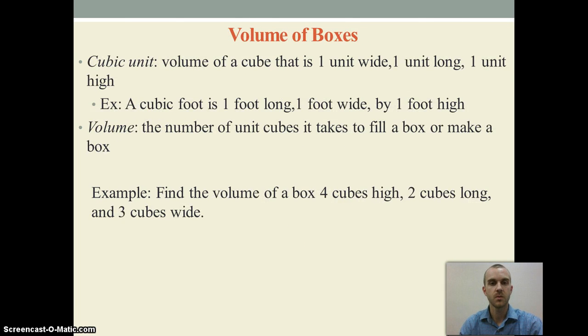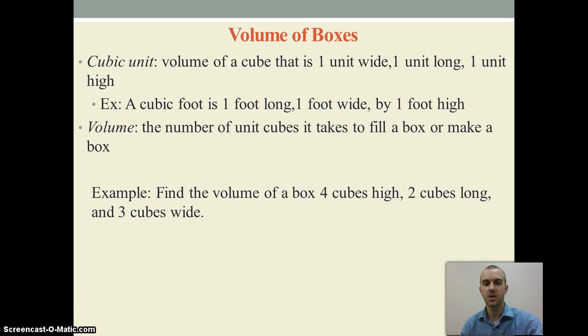Now volume, instead of using square units, uses cubic units because it's 1 foot wide, or 1 unit wide, 1 unit long, and 1 unit high. That's why when you hear a cubic foot, it's 1 foot long, 1 foot wide, 1 foot high. And volume is the number of unit cubes it takes to fill a box or to create a box.